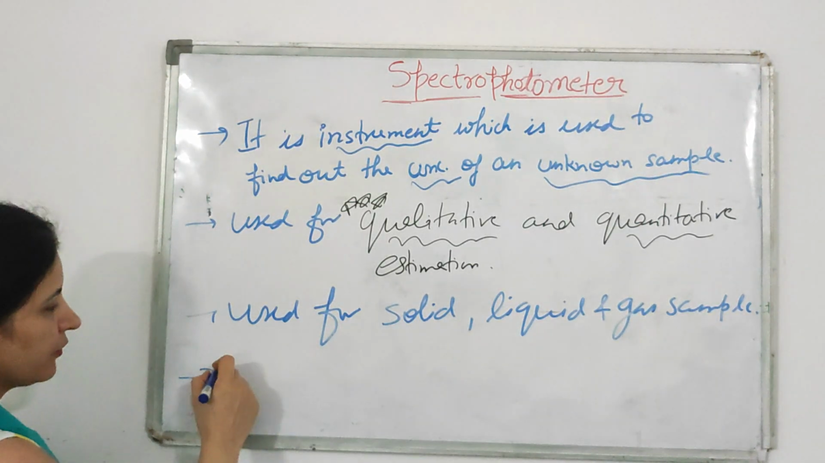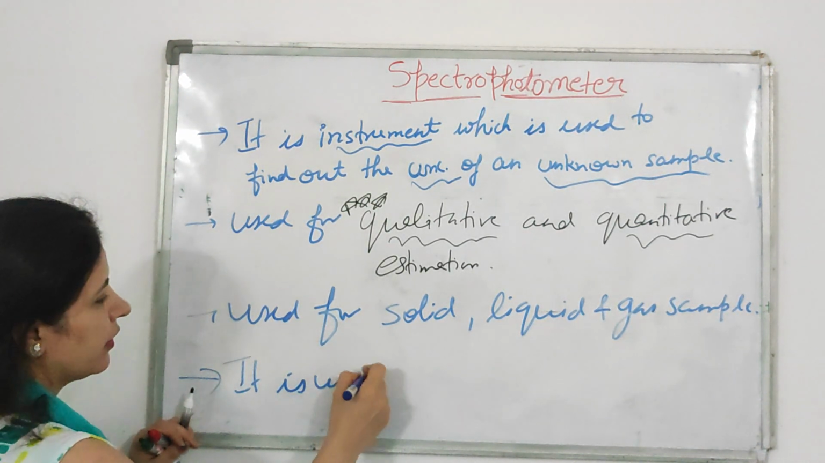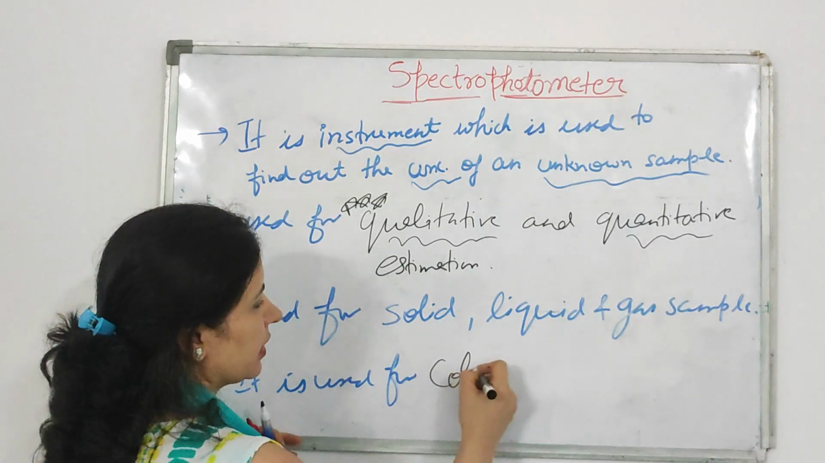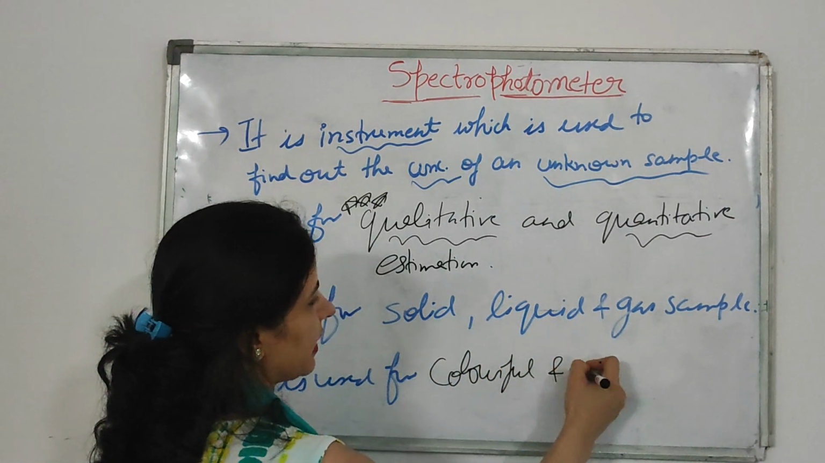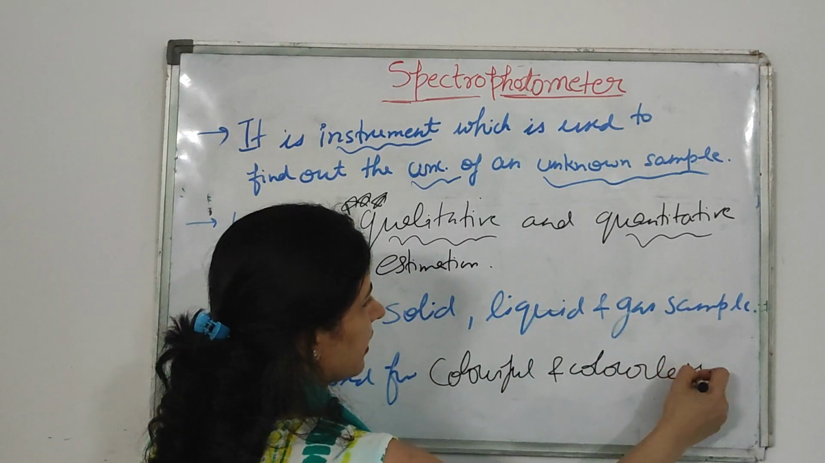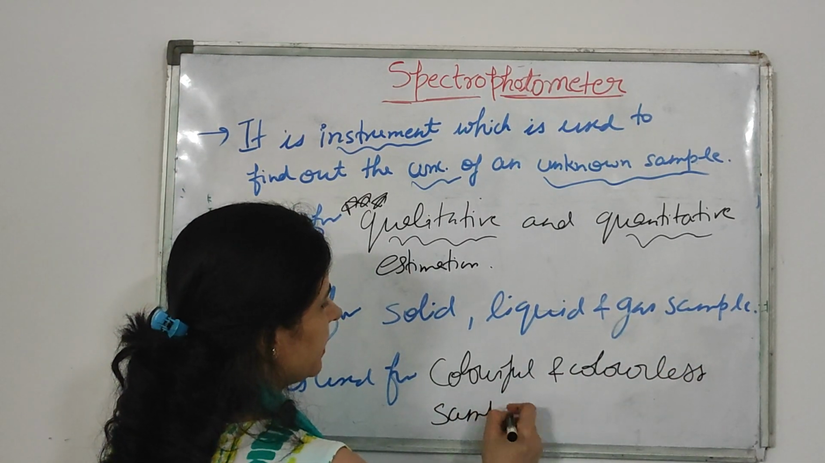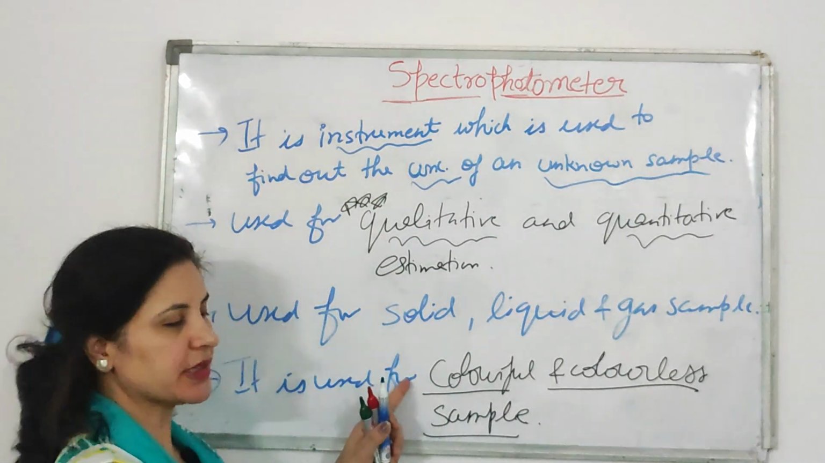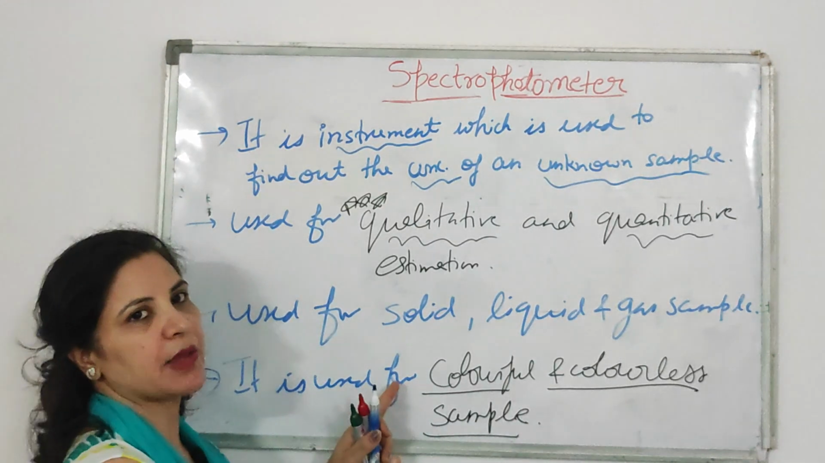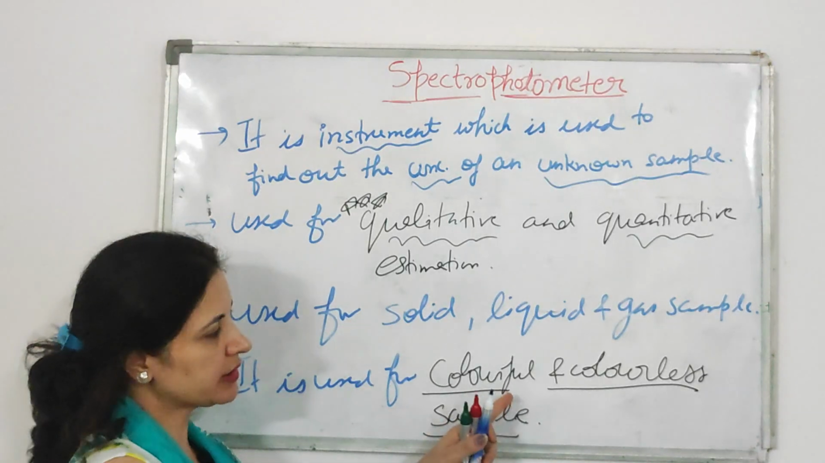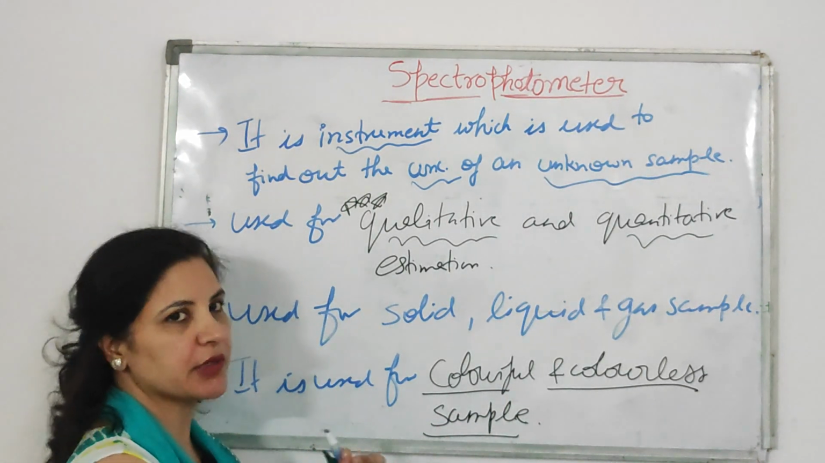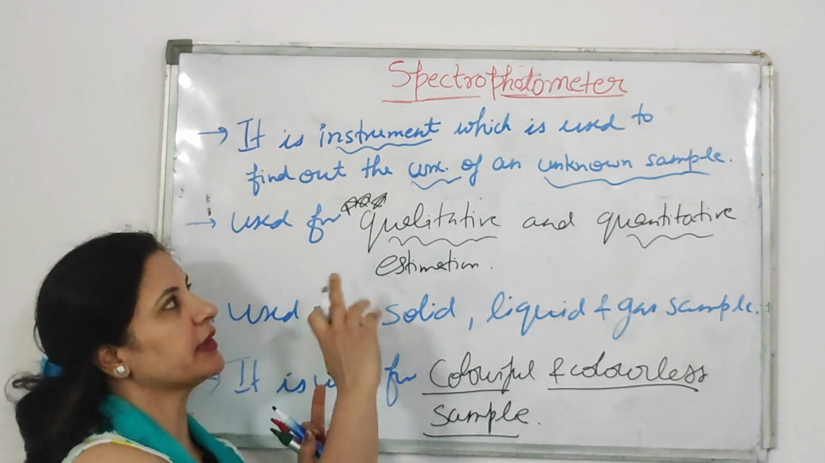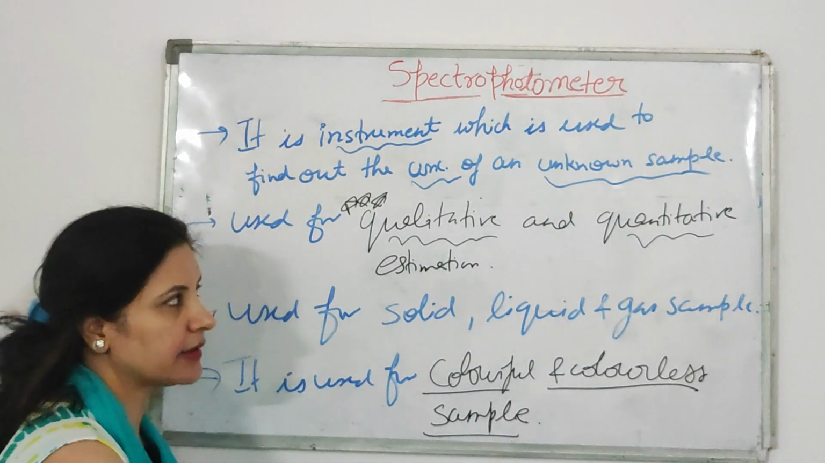Next thing is that it is used for both colorful and colorless samples. What does it mean? With the help of your spectrophotometer, you can measure whether your sample is colorless or colorful. It doesn't matter that your sample should be colorful only, then only you can measure. No, if your sample is colorless also, then you can measure the concentration of that unknown sample with the help of this spectrophotometer.